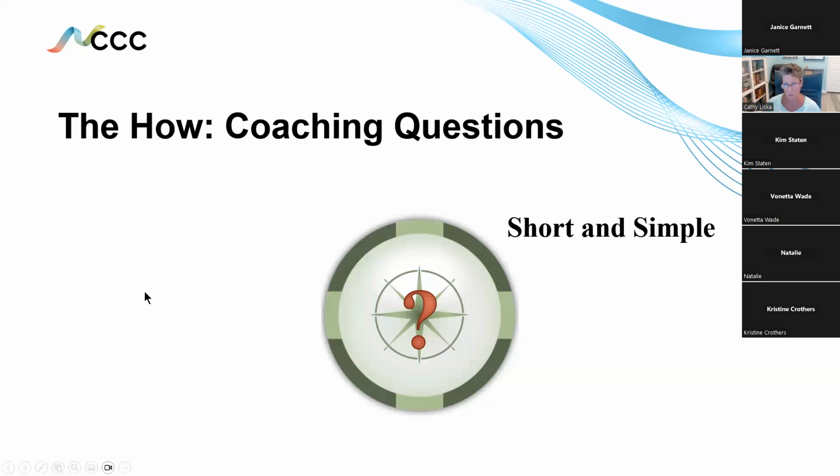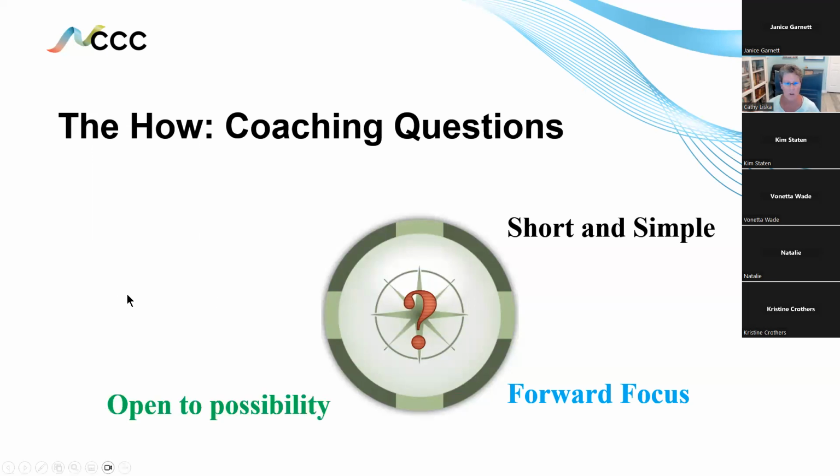Coaching questions are forward focused. This is not about the past. It's not about the problem. It's not even about the present. It's about what people want it to be. Coaching questions are truly open to possibility. In other words, we have no idea what the answer is going to be. And coaching questions most commonly start with what or how.